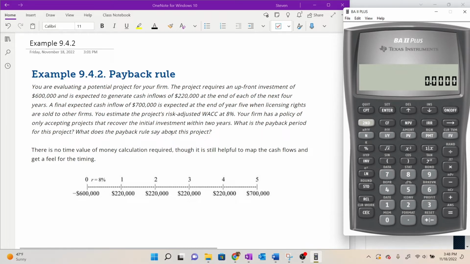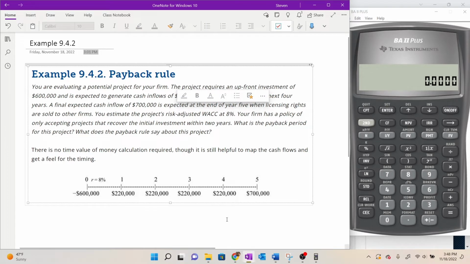All right, now with the payback rule, there's no time value of money calculation, at least not on this version that we're going to look at. It's just simply looking at the cash flows as they are with no time value of money adjustment. The payback rule is just how long it takes to recover your initial investment. So we're not going to discount cash flows or anything like that. We're just going to start with the initial cash outflow and start subtracting cash inflows until we recover the initial investment. And whatever that number turns out to be, that is our payback period.